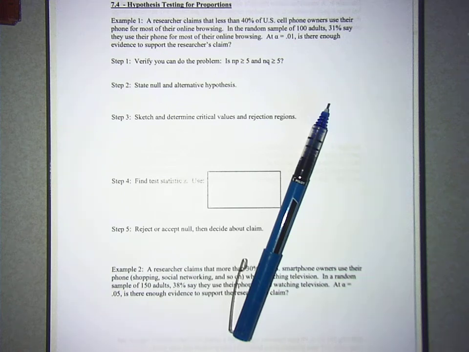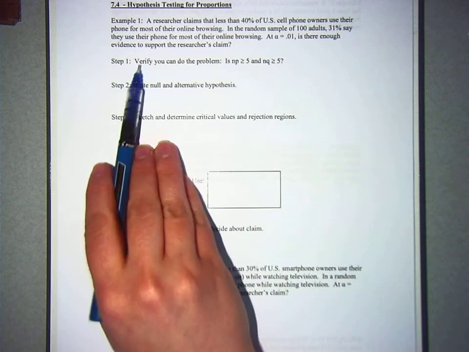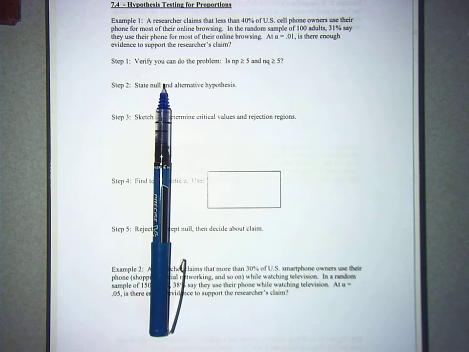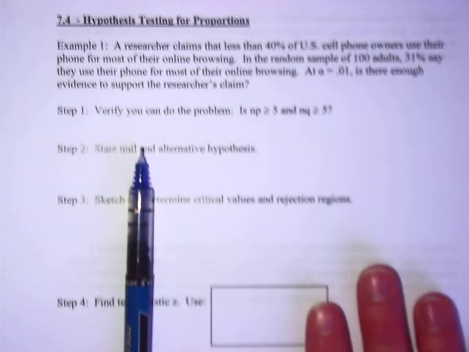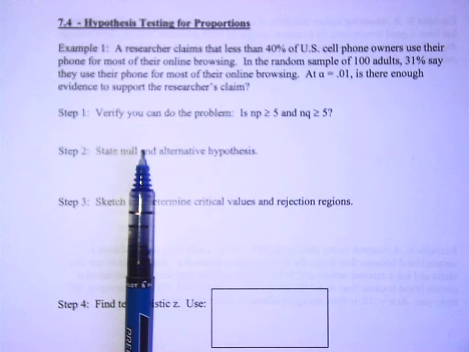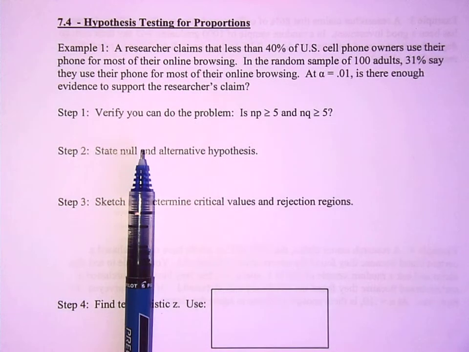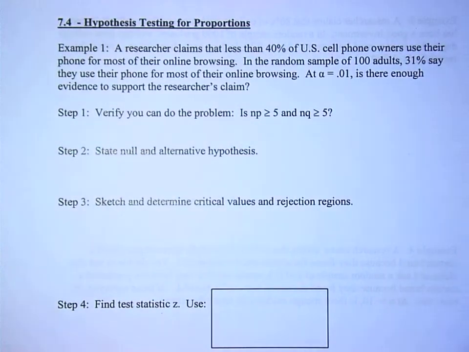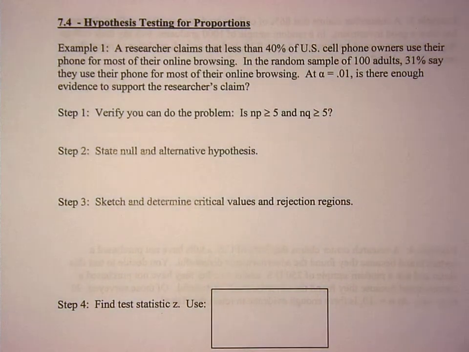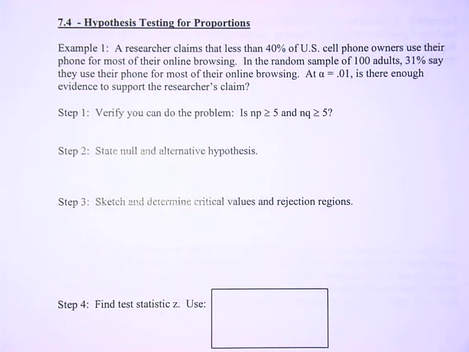Okay. So this is something that you might be actually tripping up on when you're doing this in your own testing, and that's the first step, which is realizing if you can do the problem or not. Is np greater than or equal to 5? Is nq greater than or equal to 5? And remember, p in this case is your prediction. So for those of you who have said something like 10% or 90%, you're going to have a problem there.